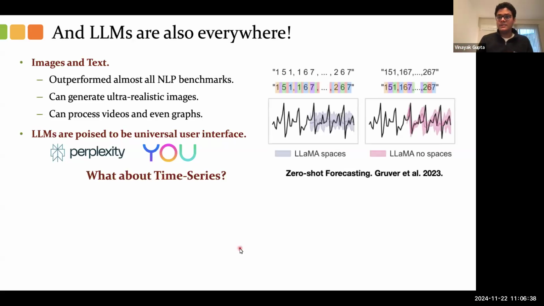There has been some development along this domain, that a recent work by Gruber et al. showed that if you pass a time series in a specific form of tokens, then the LLM is able to understand it. So if you pass a time series like this, and you include separate spaces or separate commas, the LLM is very well able to better tokenize it, and it understands it, and it's also able to forecast it in a zero shot setting. So the results are quite fascinating.